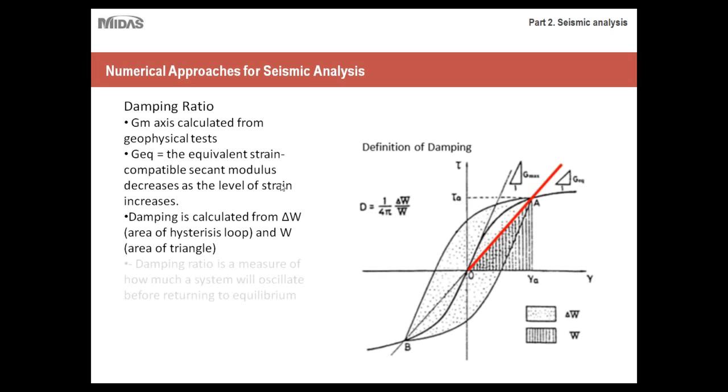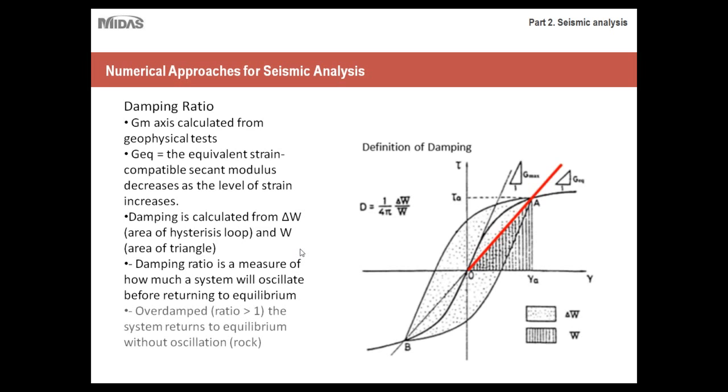So what exactly is damping? Damping ratio is a measure of how much a system will oscillate before returning to equilibrium. Just imagine a piece of soil that's being seismically loaded, that's experiencing an earthquake. Depending on how stiff or how rigid that soil is, after the earthquake is done, it'll shake a little bit, and then it'll return to its steady state or its normal state. So think of it this way. When the damping ratio is over 1, the system returns to equilibrium without oscillation.